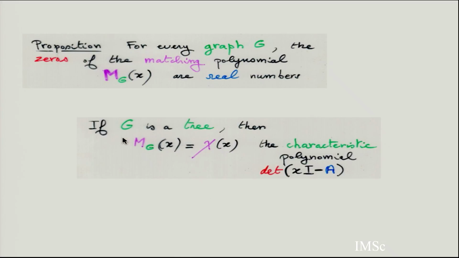So in the case G is a tree, the matching polynomial is equal to the characteristic polynomial. Because for a tree, when you have the cycle, the matching polynomial on a tree, you have edges, and you can replace edges by a cycle of length 2.